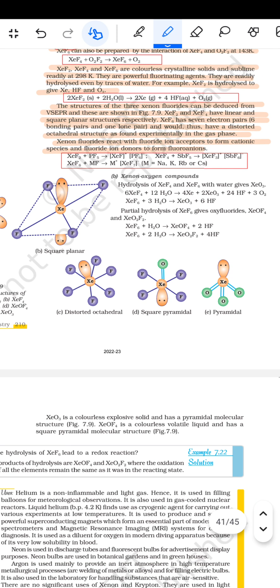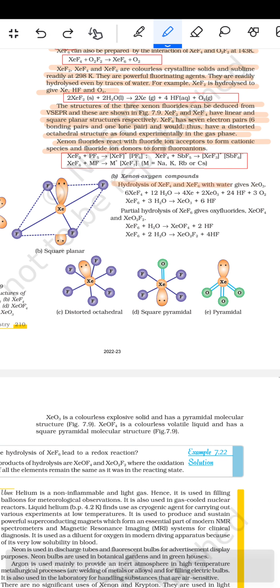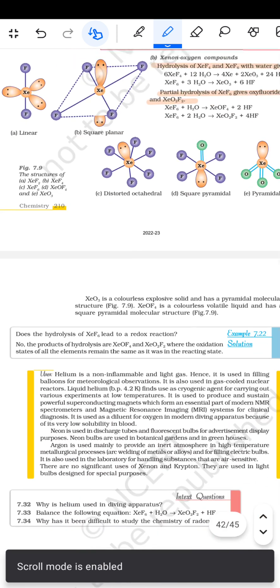Hydrolysis of XeF4 and XeF6 with water gives XeO3. XeF4 plus H2O gives Xe plus XeO3 plus HF plus O2, and XeF6 plus H2O gives XeO3 plus HF. Partial hydrolysis of XeF6 gives the oxyfluorides XeOF4 and XeO2F2. XeF6 plus H2O gives XeOF4 plus HF, or XeF6 plus H2O gives XeO2F2 plus HF.